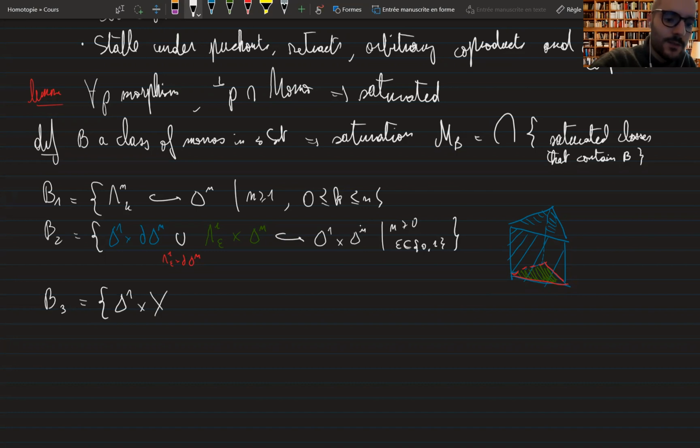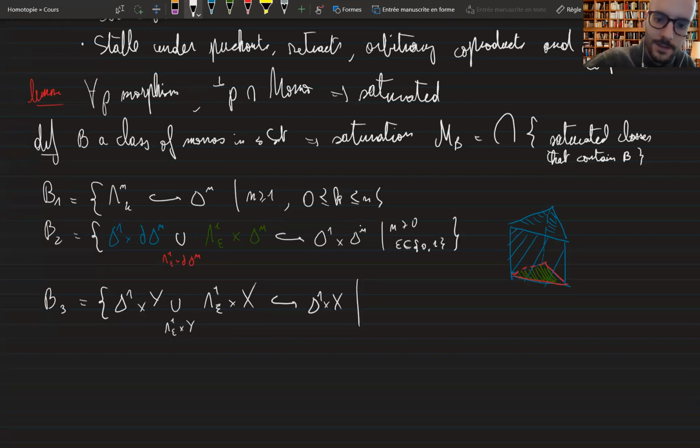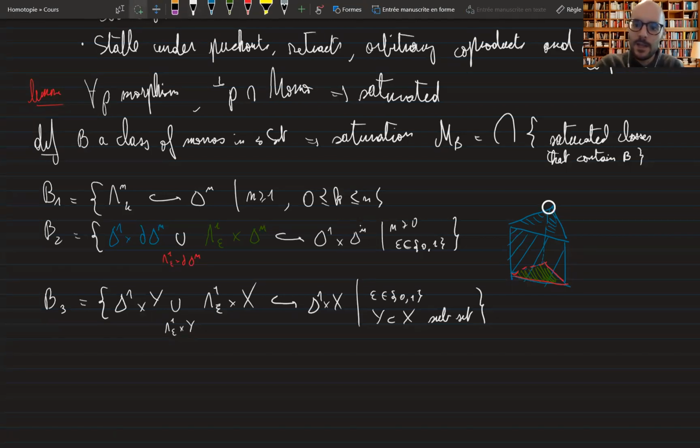And the last one is something similar, but where instead of the boundary of the simplex and the full simplex, you get just an arbitrary inclusion. Inside delta 1 cross x, where epsilon is either 0 or 1, and y inside x is a subsimplicial set, right? So same thing, but instead of having a simplex and its boundary, it's an arbitrary subsimplicial set.